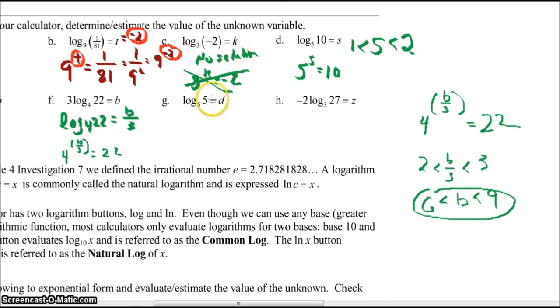Let's see. 5 to what equals 5? 1. 5 to 1 equals 5. So the answer is 1.